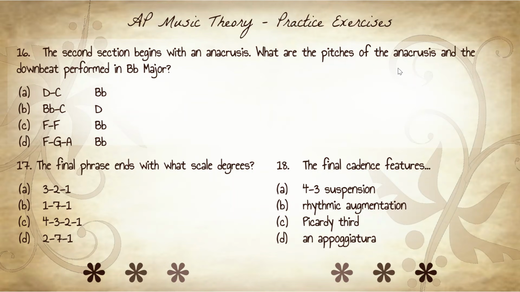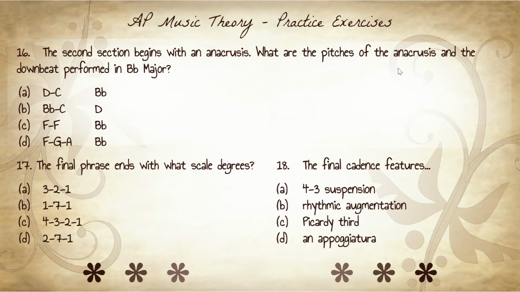Question 17. The final phrase ends with what scale degree? Is it A, 3, 2, 1, B, 1, 7, 1, C, 4, 3, 2, 1, or D, 2, 7, 1? Final phrase ending, 17, and cadence information, 18, next question.